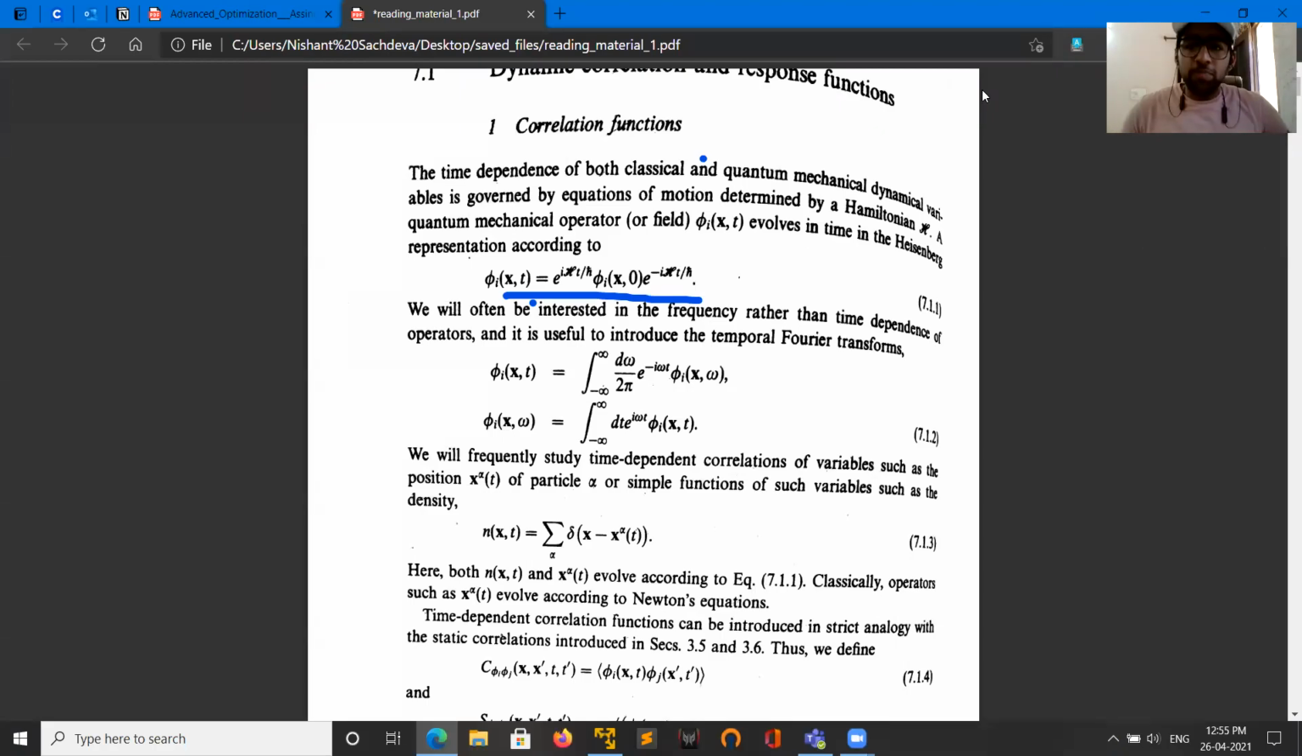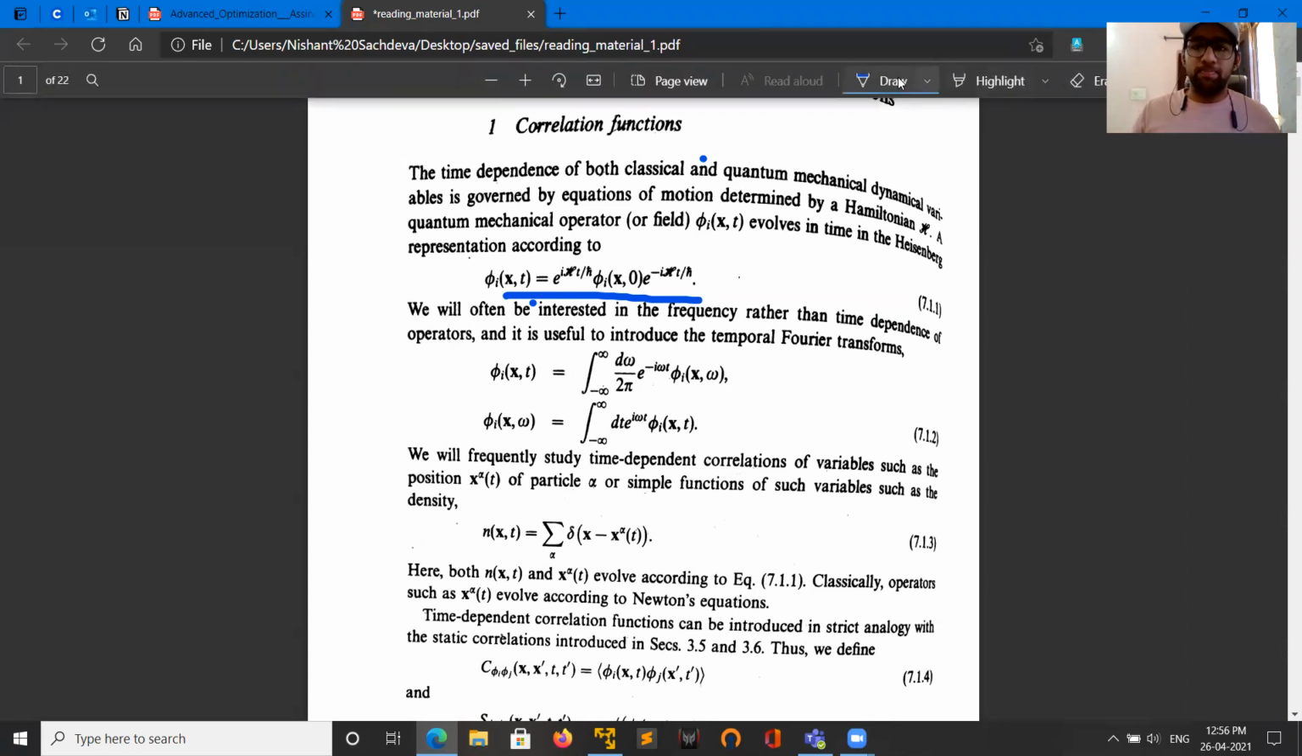Hello. So today we are doing reading material 1 from the course Physics of Soft Condensed Matter. I am Nishant Sachdeva and my roll number is 2018111040. In this reading material, we will be dealing with correlation functions and some other related mathematics before we hop onto the harmonic oscillators. That's what we'll study towards the end of the paper.